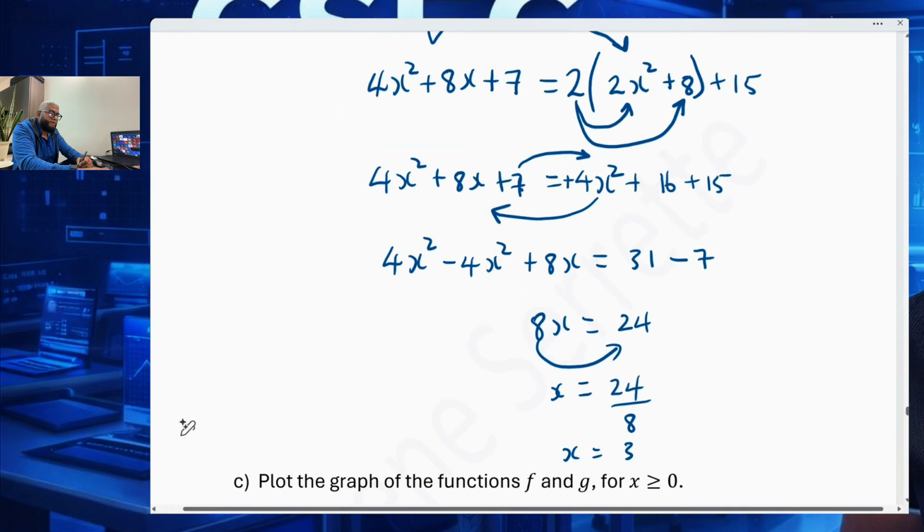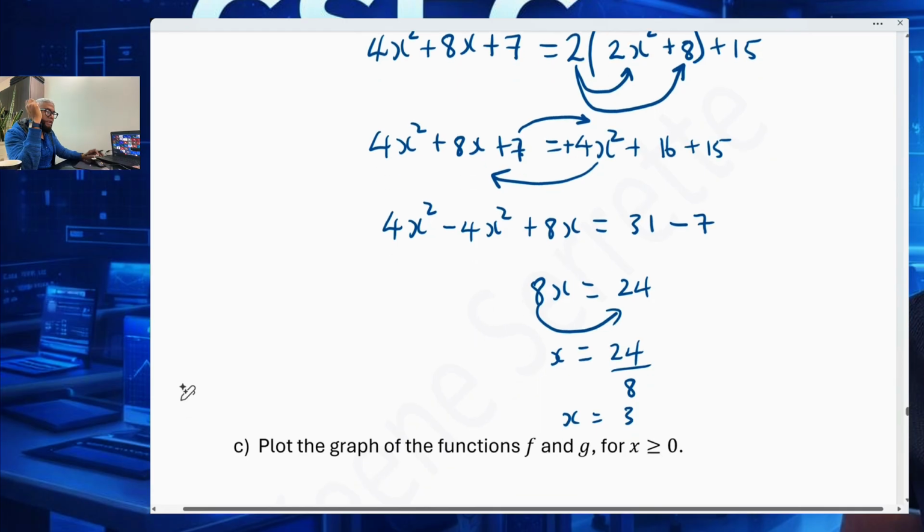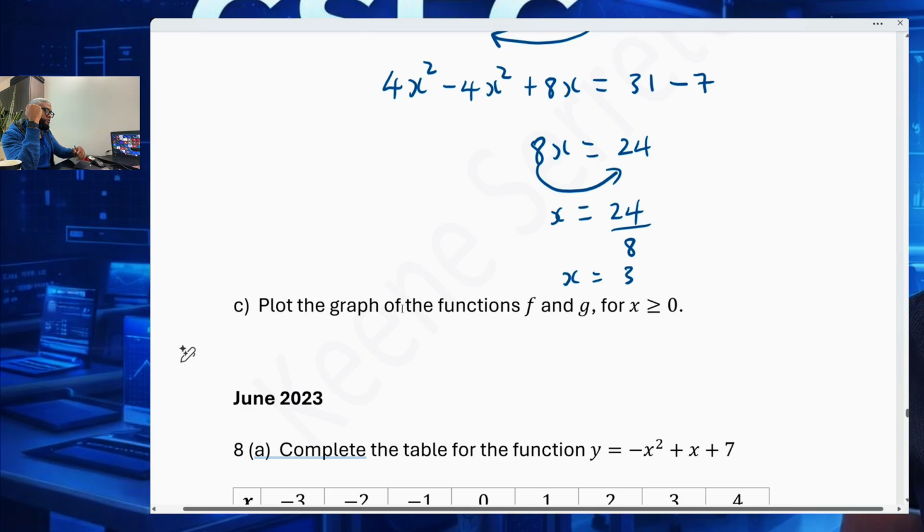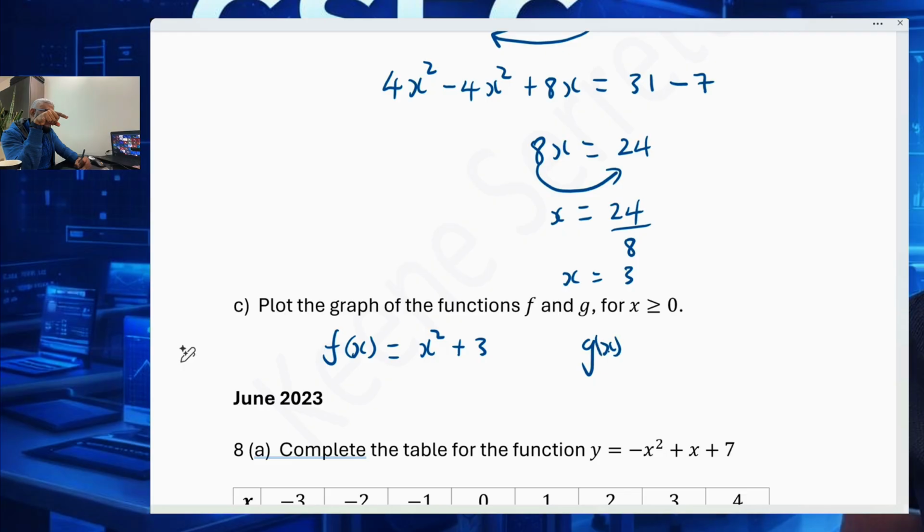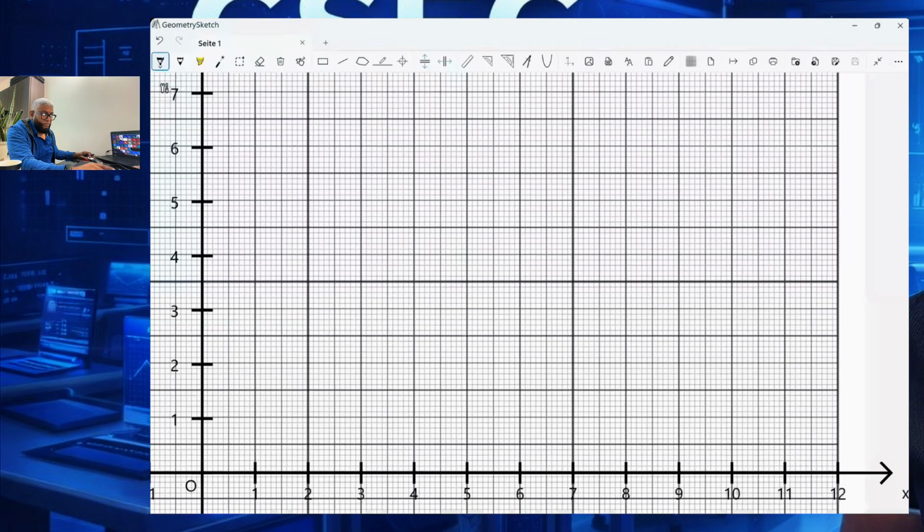Right, so we're going to plot some points now. The final part, which is part C, is to plot the graph of the functions f and g. F of x was x squared plus 3, and g of x was 2x plus 2. So let me just get some points on the graph and plot them. Let me deal with this first. If the values of x are greater than or equal to 0, it means that we deal with these values of x coming this way. So we start at 0.